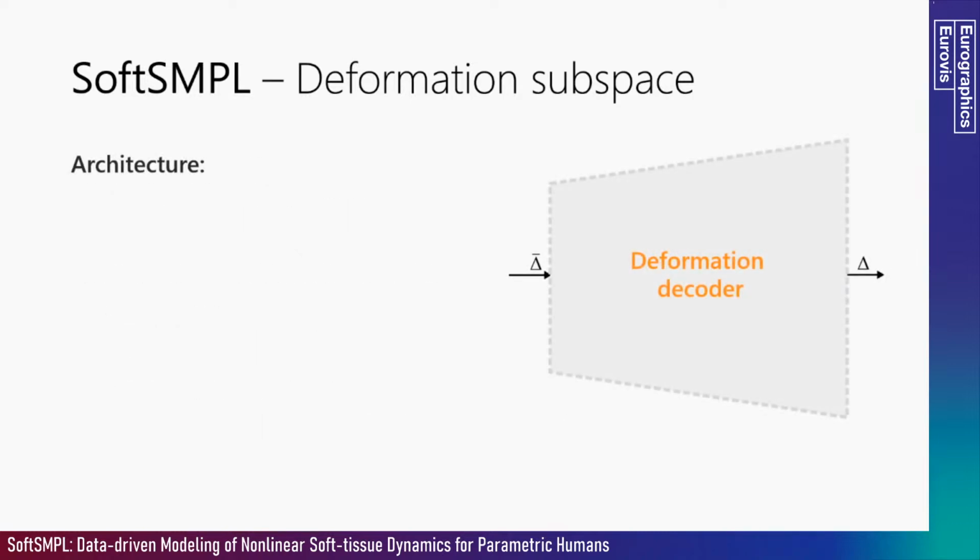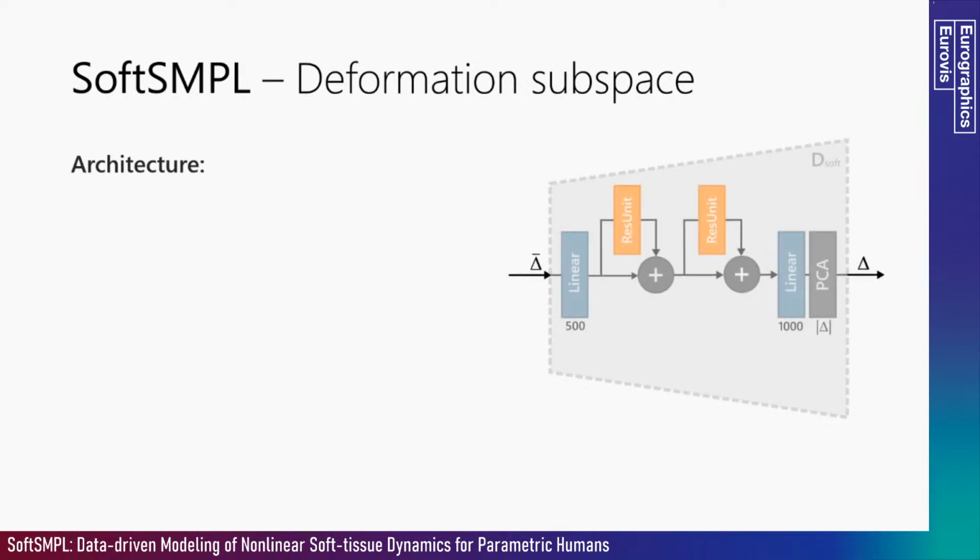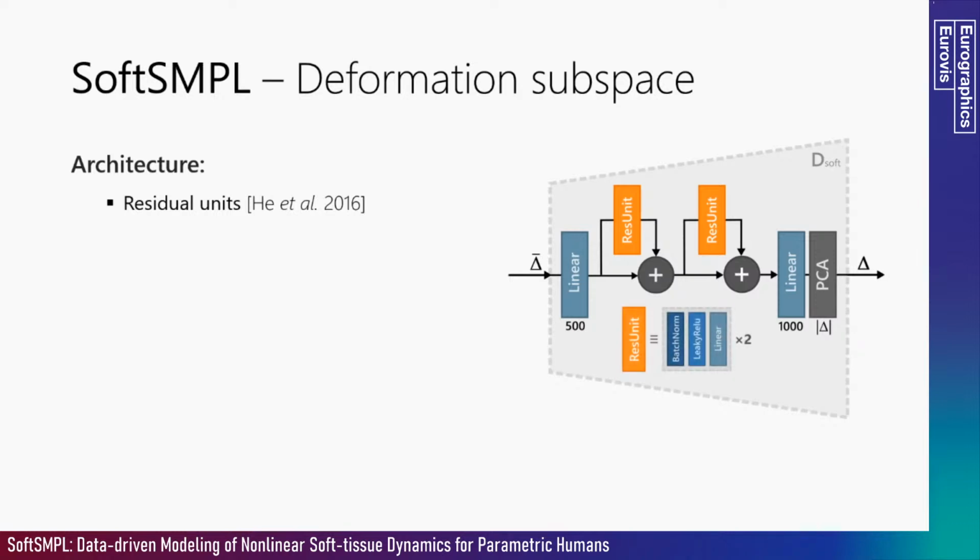Our autoencoder also uses a different architecture. The figure on the right only shows the decoder part, but the encoder network is very similar. Both networks are composed of 2 residual units, where each unit is a combination of batch normalization, leaky ReLU activation, and fully connected linear layers. Inspired by the recent work of Fulton et al., we initialized the first and last layers of the autoencoder with weights computed with PCA, which improves the convergence of the training process.